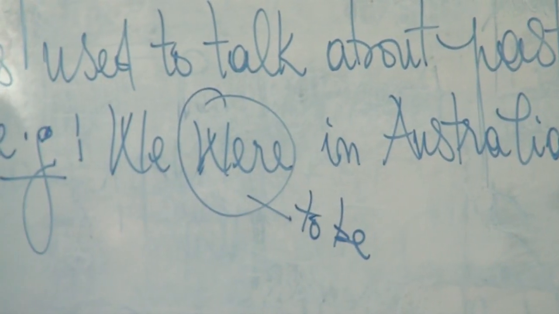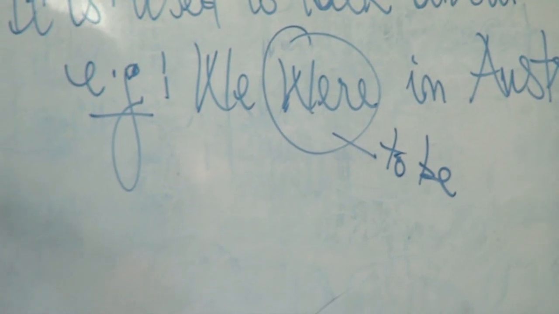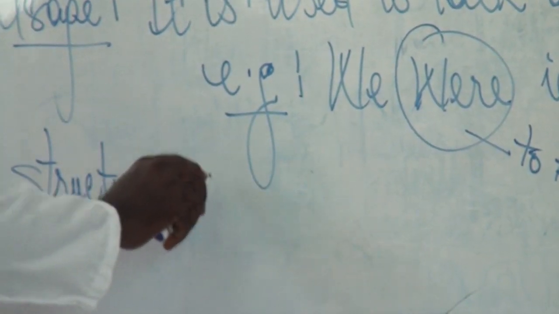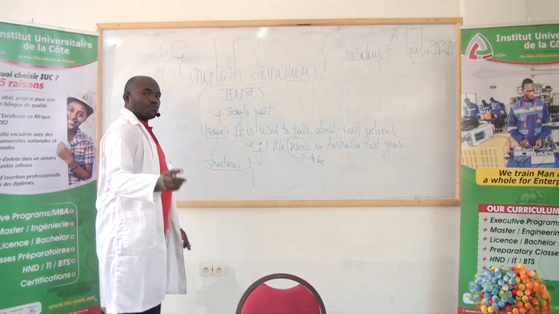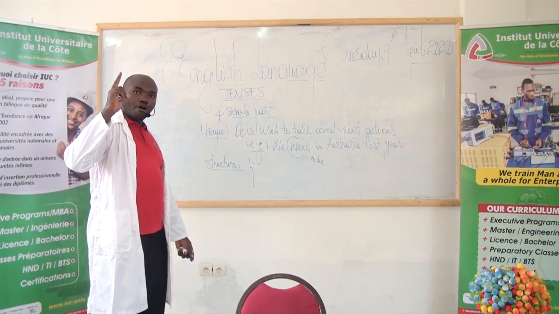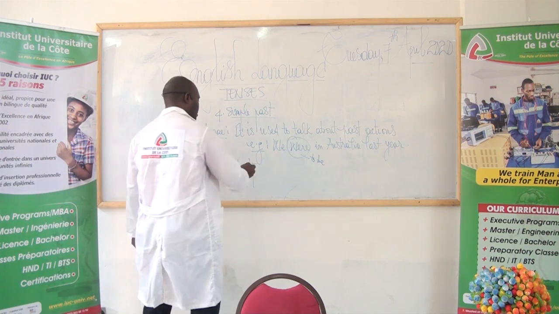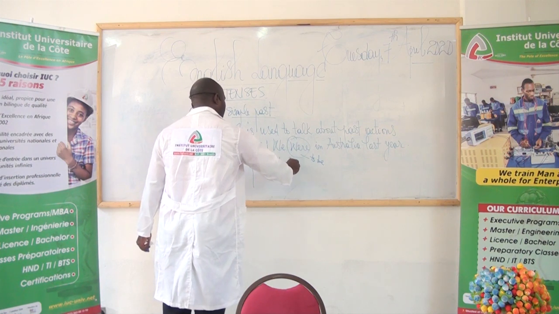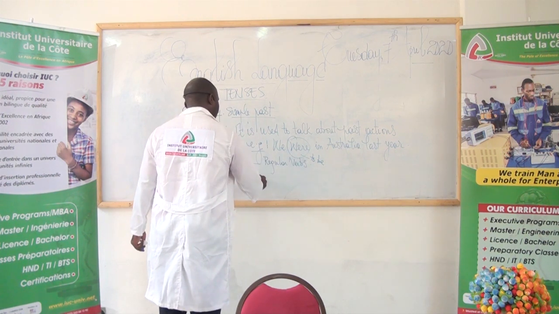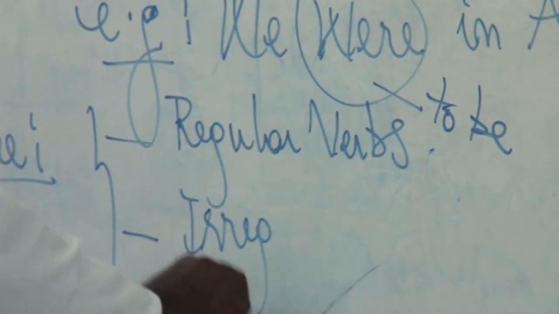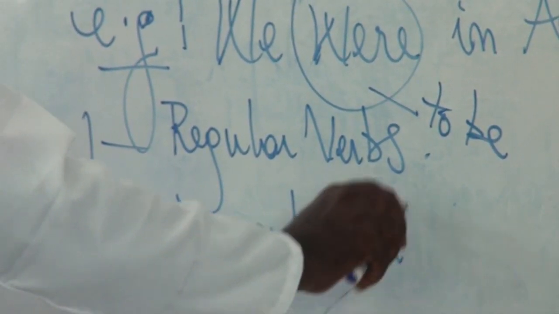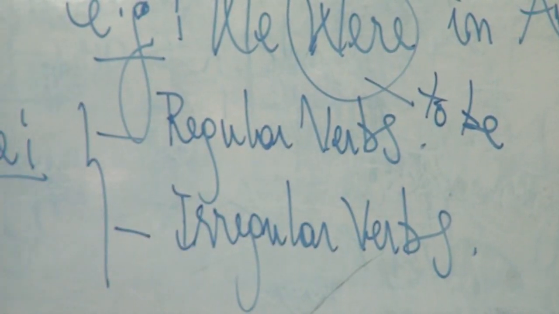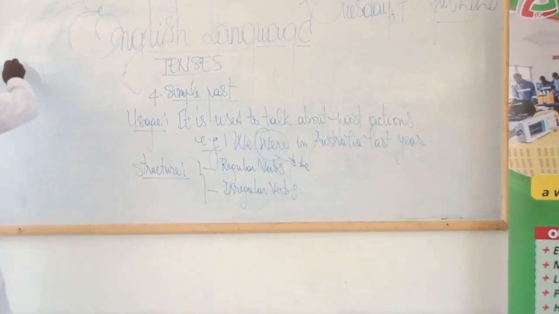Okay. Good. Now talking about the structure of the simple past tense, we have to note at this level that we have two types of verbs. The first one is what we call regular verb, and the second one is what we call irregular verb. So we have regular and irregular verbs. Now, what is a regular verb?